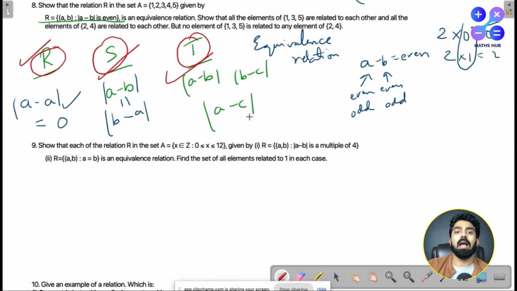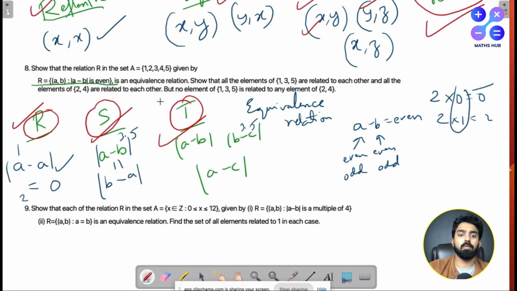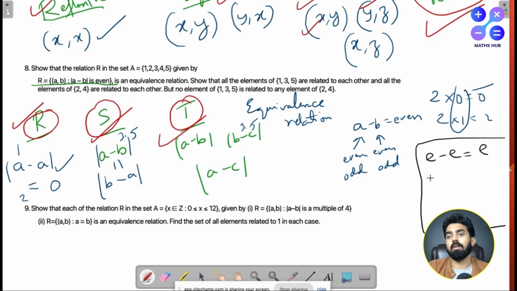So if you have a as 1, you need to have b as either 3 or 5 and c as a 3 or a 5, right? If you have a as 2, you will always need to have b as 4 or c as 4. You cannot have one even and one odd. So you need to know this, right? You need to know this fact that even minus even is always even. Odd minus odd is always even. Odd minus even is always odd, or even minus odd is always odd. It's basically the same thing.